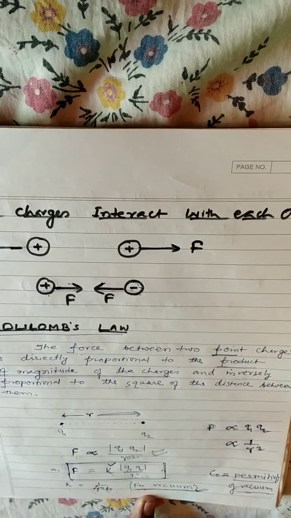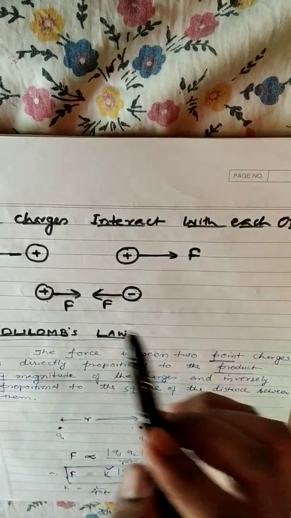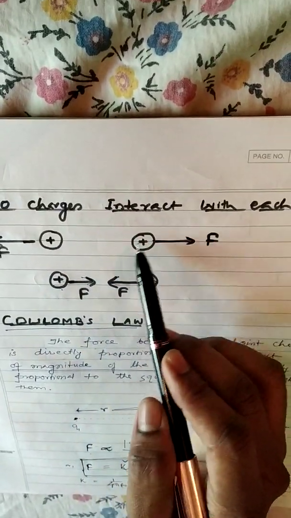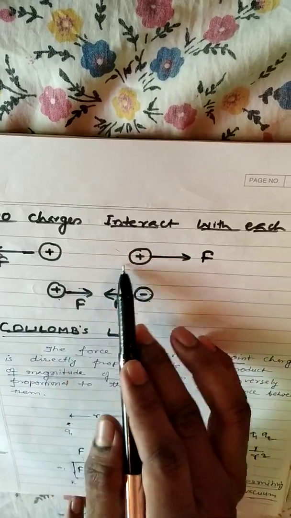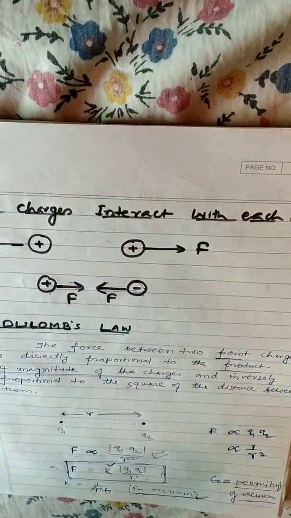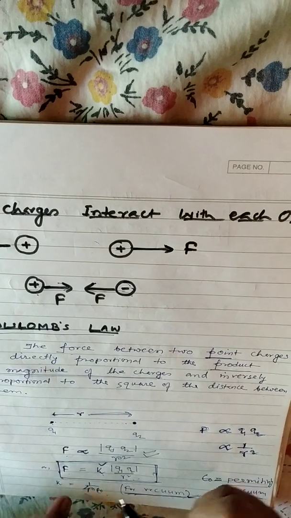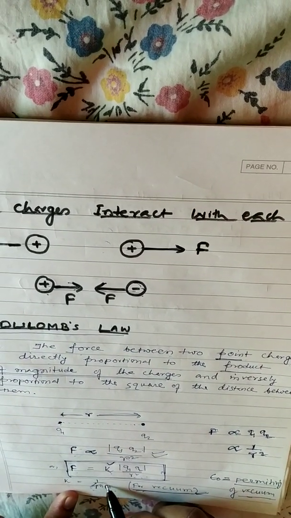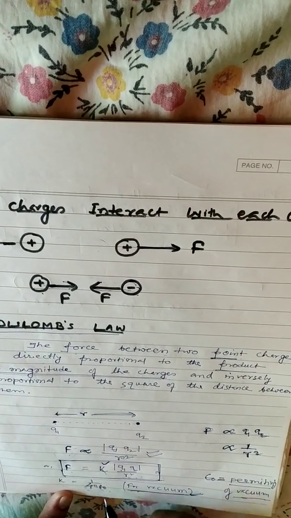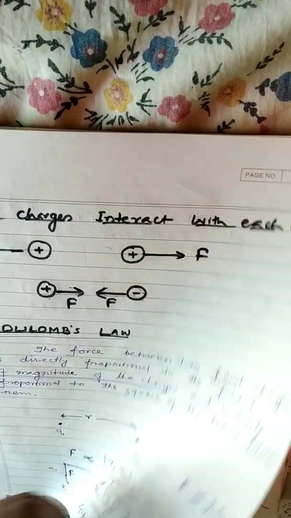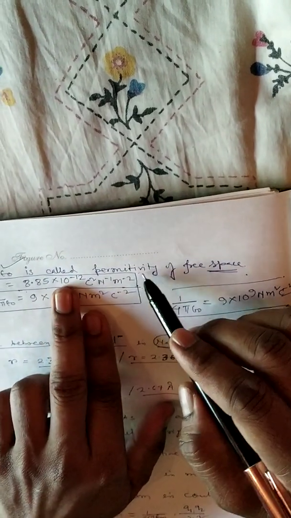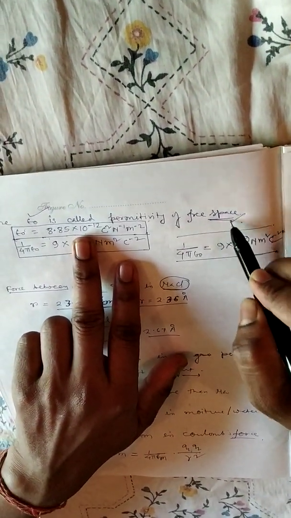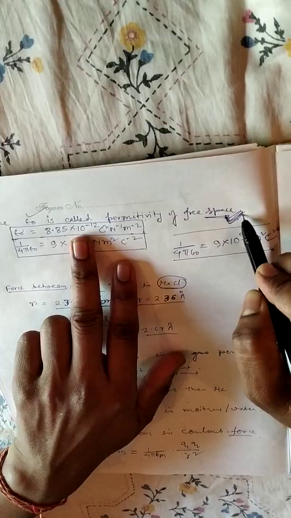Vacuum means what? If we keep two charges in vacuum, that is, in between the charges there is no medium present, then K is equal to 1 by 4 pi epsilon naught. Naught represents no medium. What is epsilon naught? Epsilon naught is called the permittivity of free space.